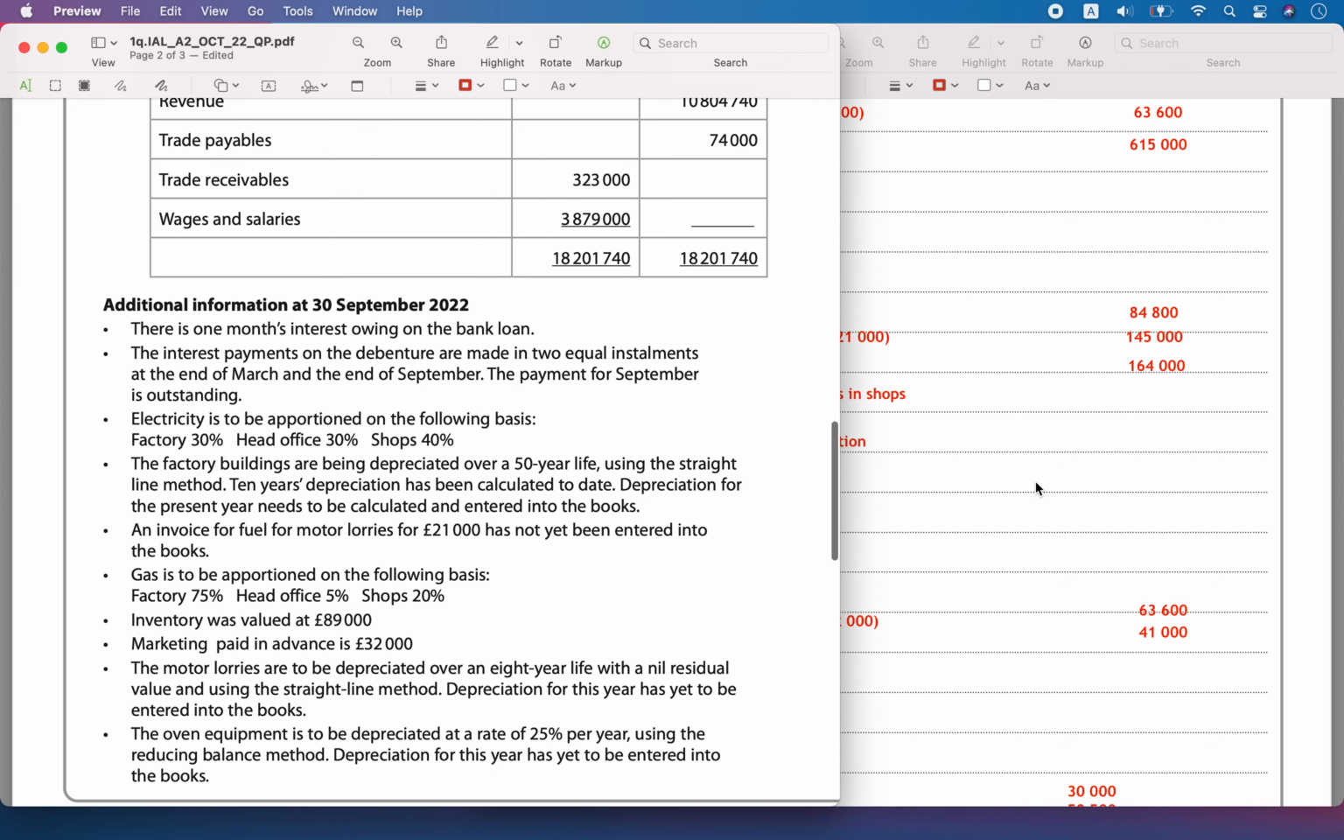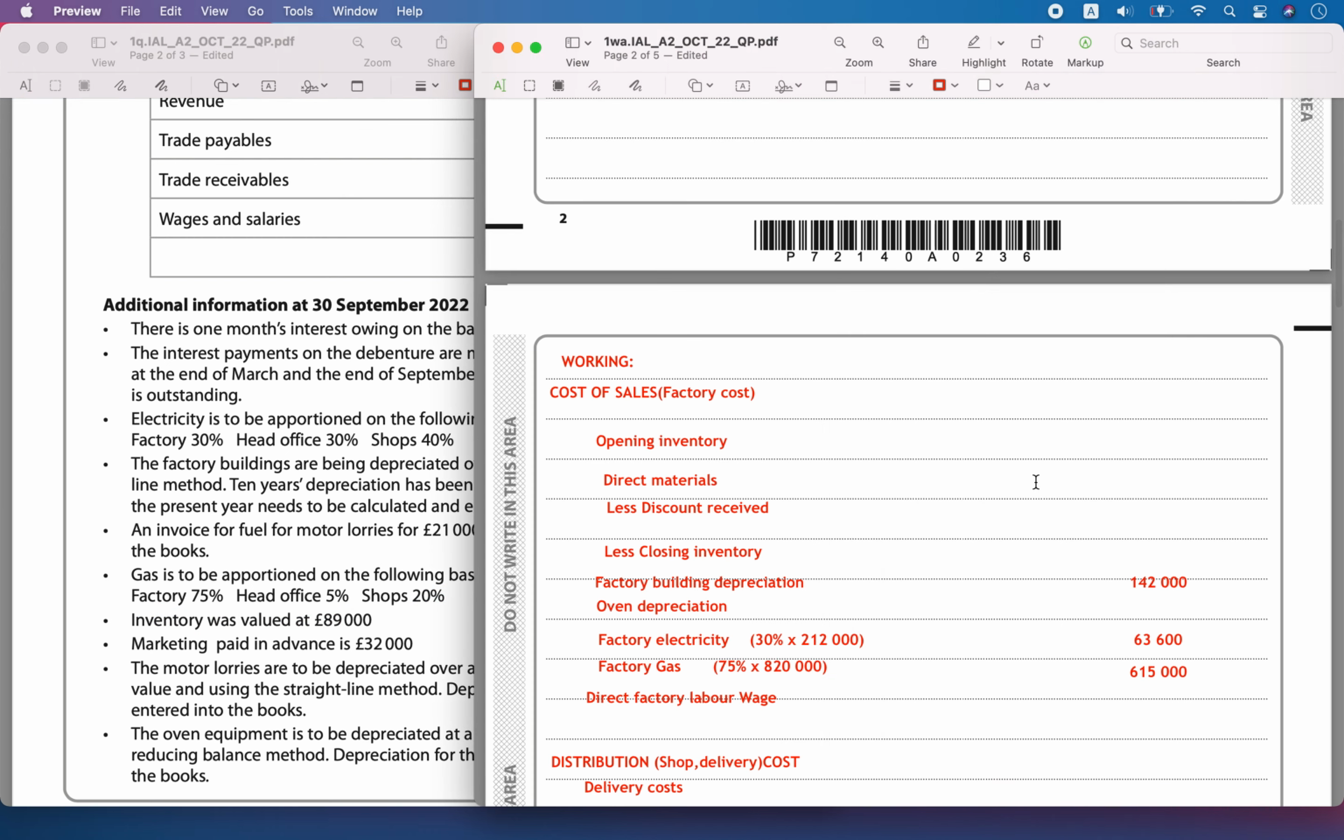Then it says in closing inventory we have to include 89,000. So closing inventory opening, and this is less the closing inventory. Okay, less closing inventory which is at 89,000.